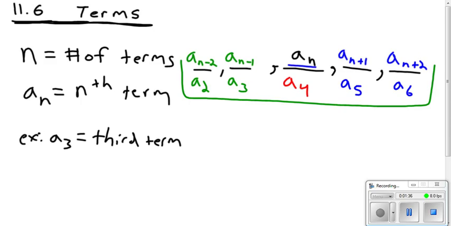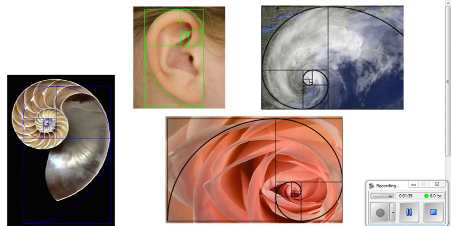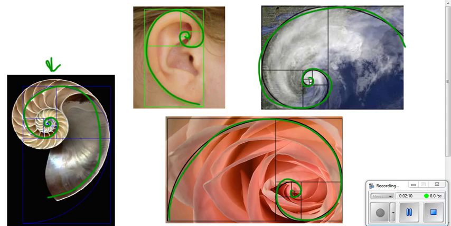Now that we kind of have the ideas of our terms down, I want to show you a picture here of what's known as the Fibonacci spiral. Notice how each of these starts in the middle and spirals all the way out, growing, getting larger as they go. So in this case, we had a seashell. Over here, it looks like an ear. This is an image of how an ear looks. This is a hurricane, how weather patterns look and naturally appear. Here we have a rose, and you can notice how the petals, as they grow and expand, create this spiral effect.